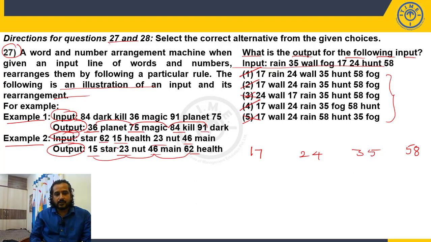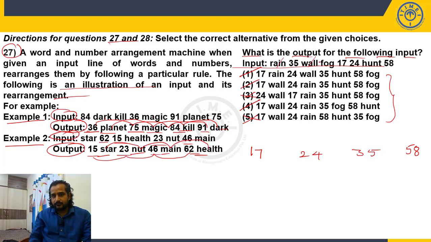Okay. Let us identify the words. How are the words arranged? Dark, kill, magic, planet. PMK, dark, in reverse alphabetical order. S is the last one to come, N is the second last, M is the third last, H is the first in the alphabetical order. Again here also it is reverse alphabetical order. Now arrange them in the reverse alphabetical order.